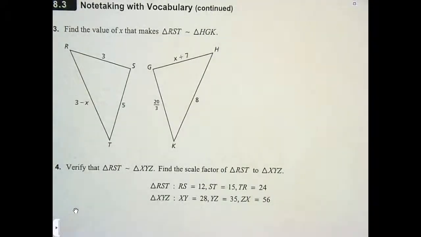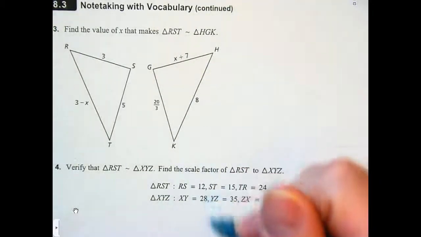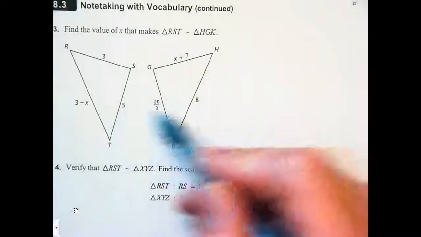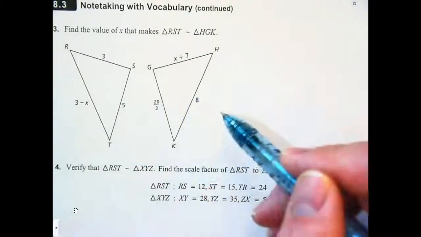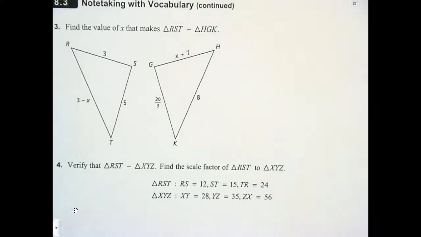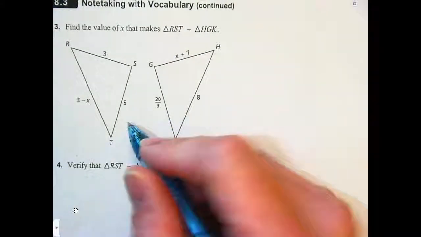No one? Brent? 1.6? Okay, how'd you get it? Okay, so you use corresponding sides. I don't think those quite correspond. That's a common mistake, though, if it makes you feel better. Jeremiah, how'd you get that?